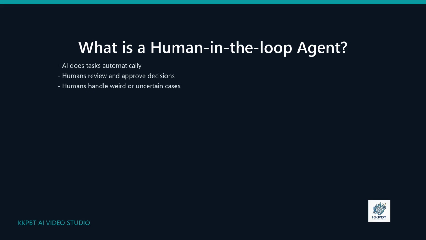Simply put, it is an artificial intelligence system that performs tasks automatically, but relies on a human to approve decisions, fix errors, or step in during confusing situations. Instead of giving 100% control to the machine, the human stays in the loop as a safety net.